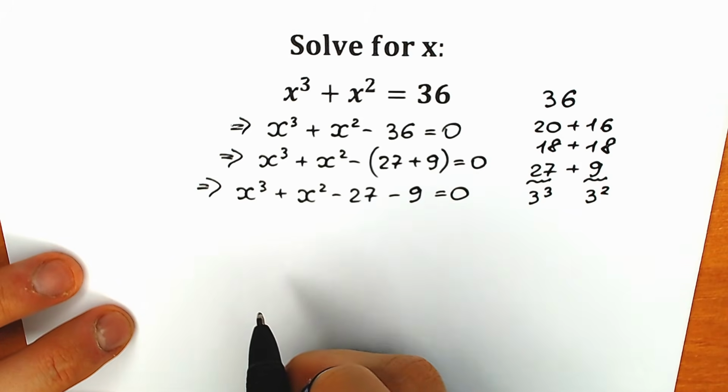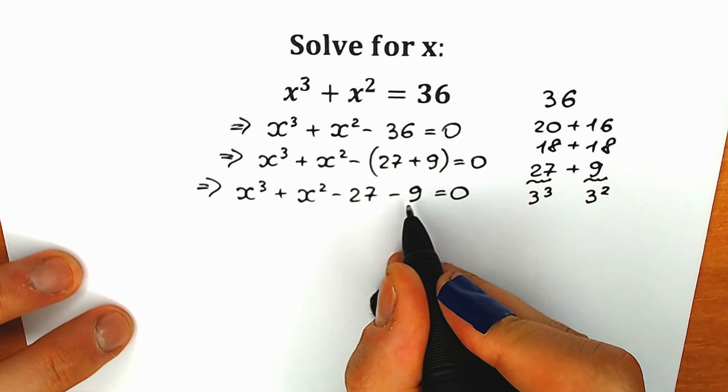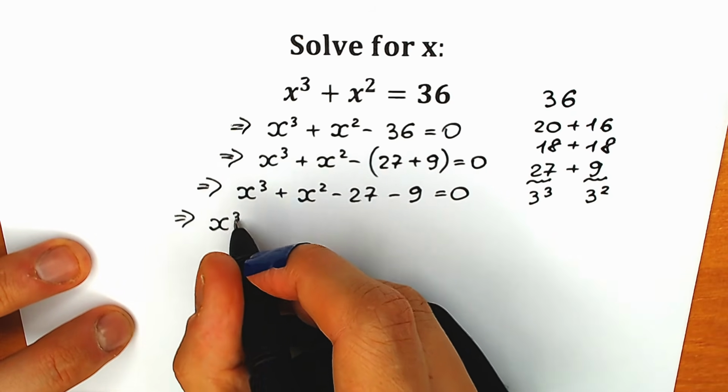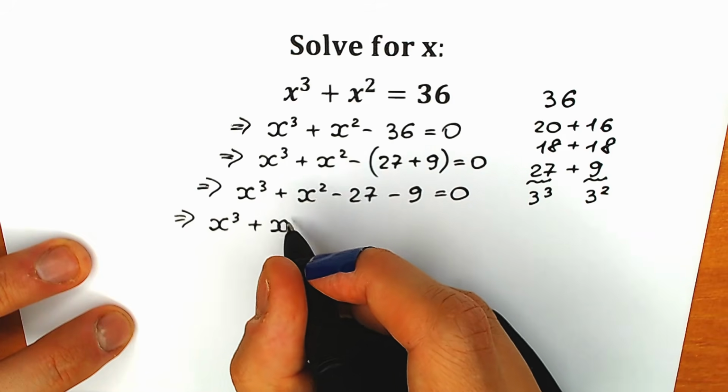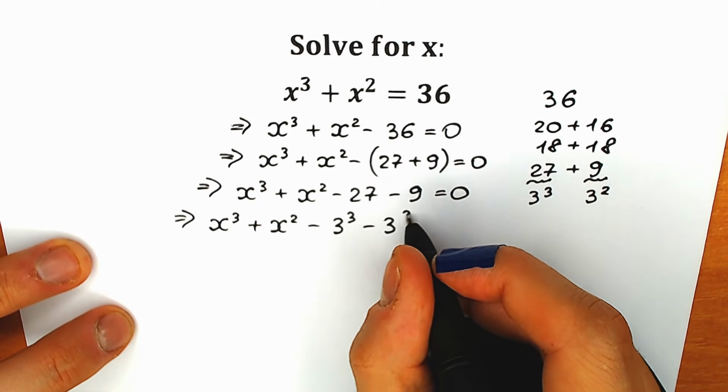Okay, what are we going to do next? As I said before, instead of 27, we write 3 cubed. Instead of 9, we write 3 squared. So we have x cubed plus x squared minus 3 cubed and minus 3 squared equals 0.